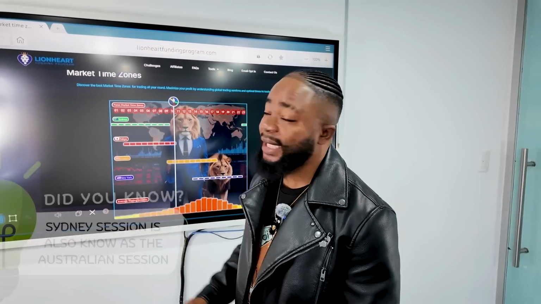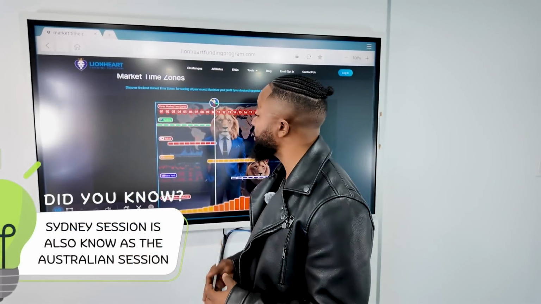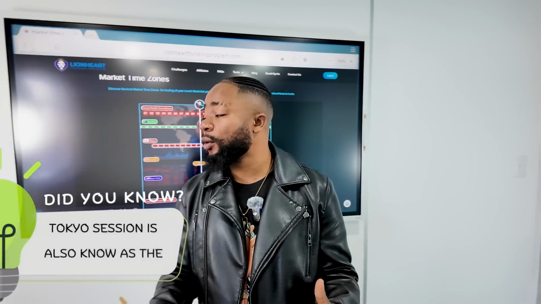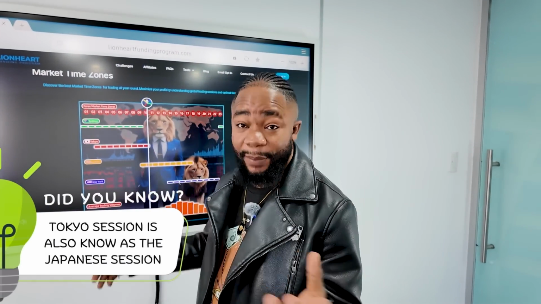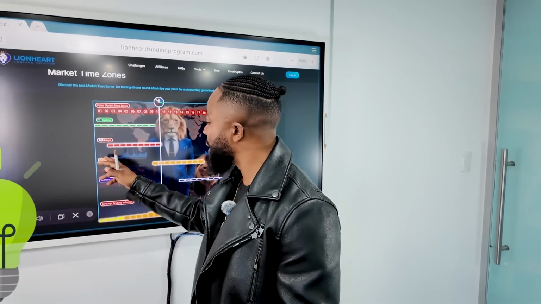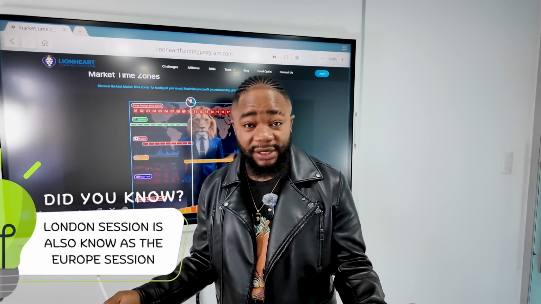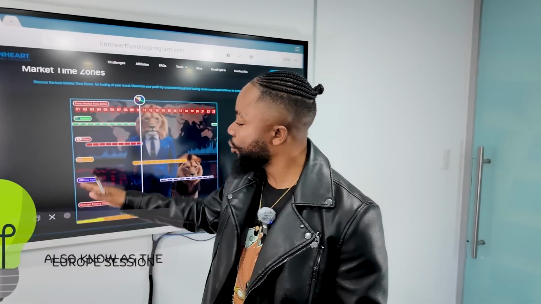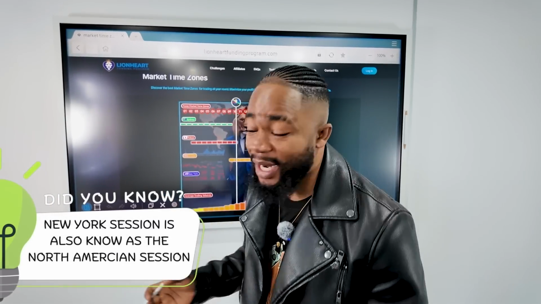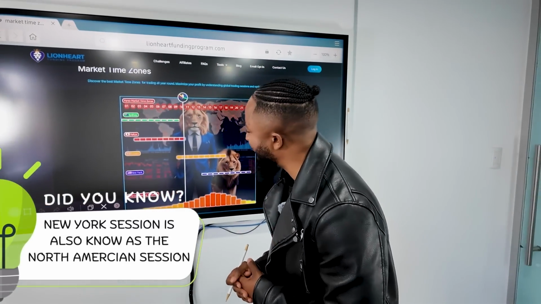Good. The Sydney session is also known as the Australian session. The Tokyo session is also known as the Japan session, the Japanese session or the Asian session. The London session is also known as the Europe session, all right, or the Euro session. The New York session is also known as the North American session. And voila, can you see?